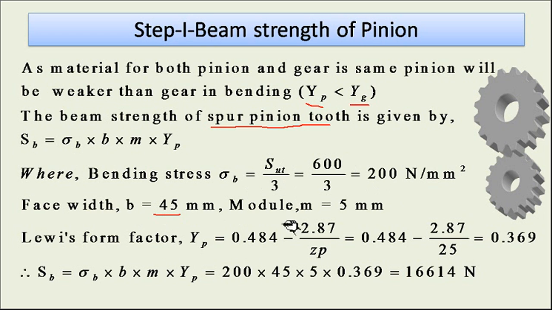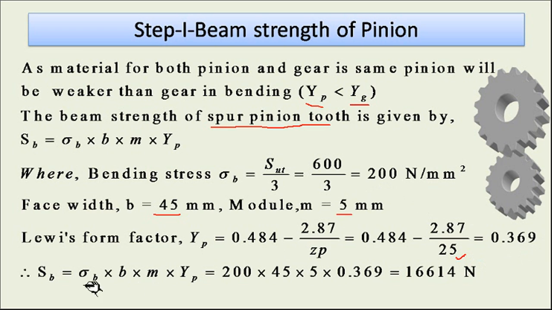Face width is given as 45, module is 5 mm, and now we will calculate the Lewis form factor, which is given by this equation: 0.484 minus 2.87 by Z. So if I put the value of ZP here, 25, I will get this YP as 0.369.